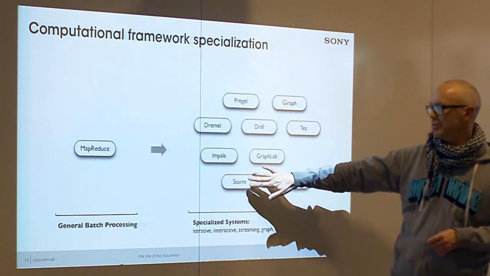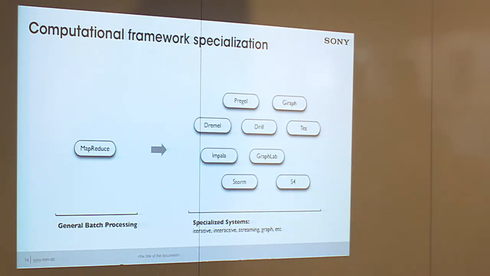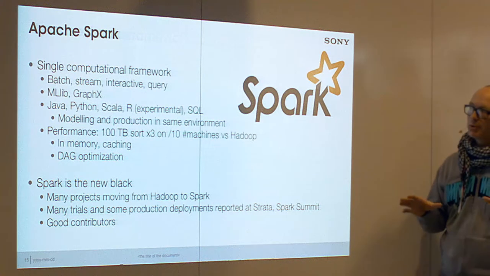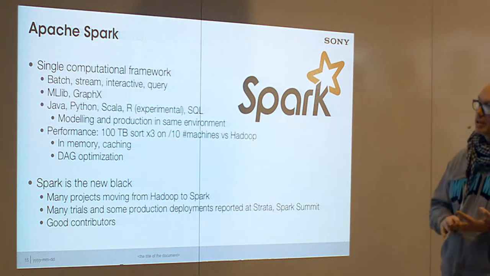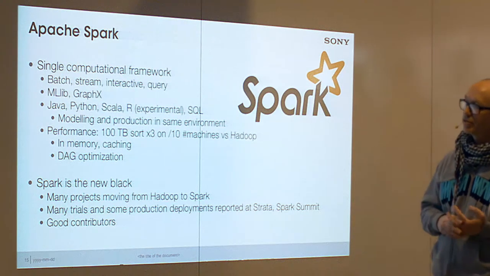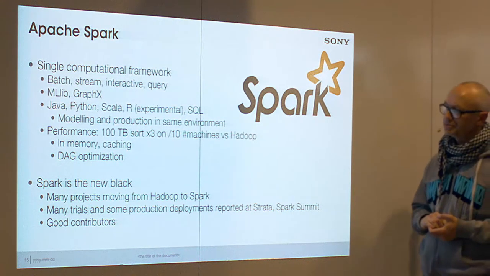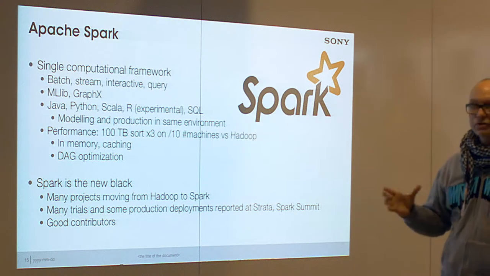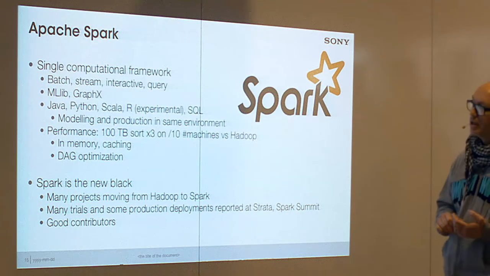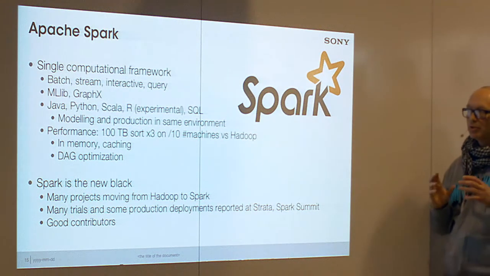Storm, for example, for stream processing, Impala for real-time querying, GraphLab and Giraph for graph processing. But then Spark came along, and what's interesting is that it is a single computational framework for batch, stream, interactive, and query processing. It has support for machine learning and graph processing through integrated libraries and really good, efficient implementations. It isn't very complete, but it covers most of what you need. It supports multiple languages: Java, Python, Scala, R, and SQL.